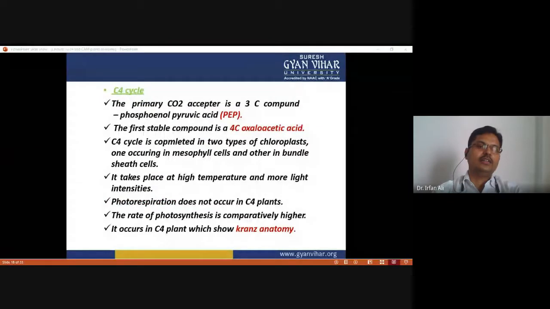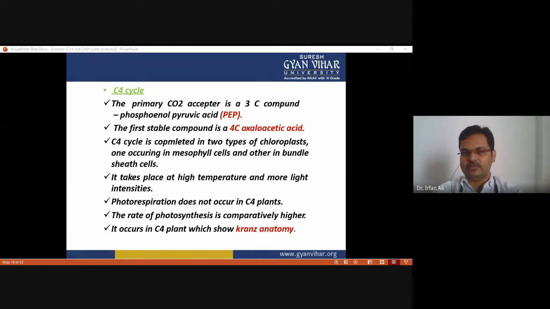And the characteristic feature of the C4 cycle is that the primary CO2 acceptor is a three carbon compound, which is called phosphoenol pyruvic acid. And the first stable compound is a 4 carbon compound, oxaloacetic acid, in the C4 plant, while in the C3 plant it is 3 phosphoglyceric acid.